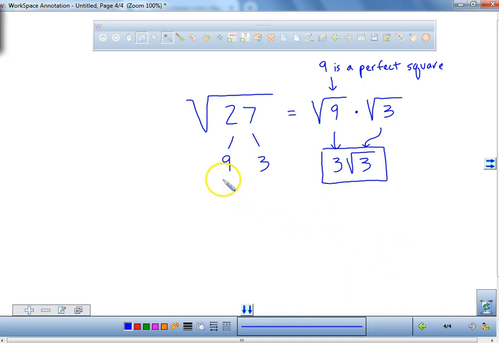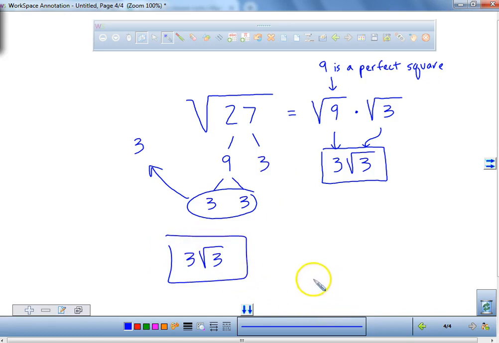Now, here's the other way we did. We broke down the 9. We have a 3 times a 3. Is that a pair? Yes. So what comes out of the radical? A 3. What stays in the radical? A 3. So that's how you could do 3 radical 3.